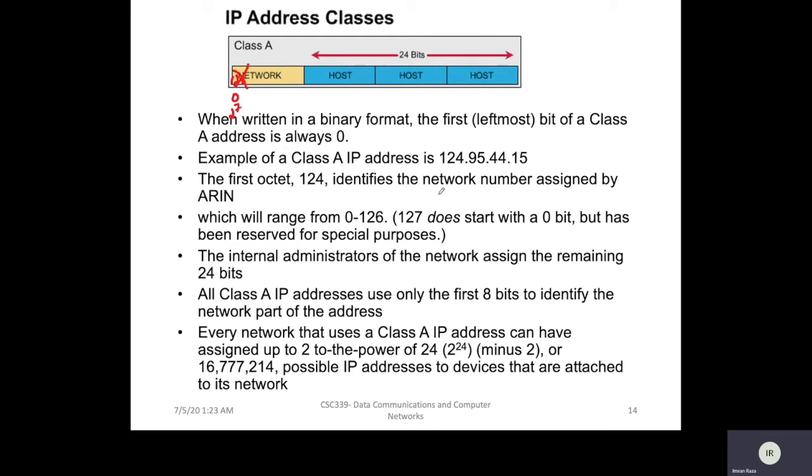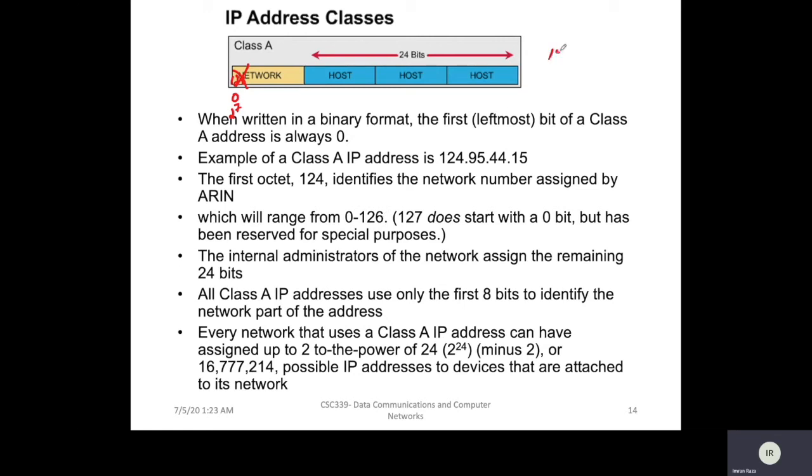So this gives me the range of IP addresses in class A. This range is between 0 and 127, but 127 is reserved for a special purpose that I'll discuss in a minute. By the way, it is used for localhost. So we do not use 127. This means anything between 0 and 126 is representing a class A address.